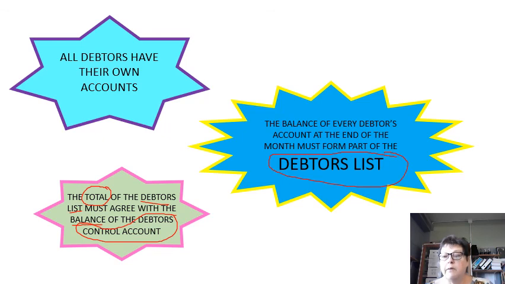I'm going to give you that additional exercise 1, that practice exercise 1 that you've already done the journals of. I'm going to supply an answer sheet where you can now do the debtors ledger accounts.